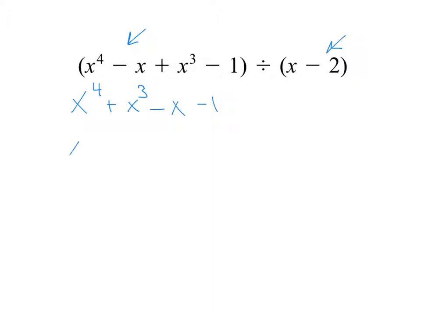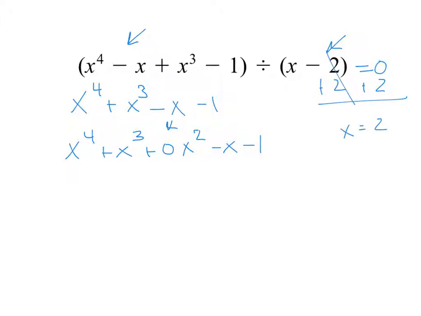The other thing I notice here is that I'm missing x squared. So it'll be x to the fourth, x cubed, plus 0x squared minus x minus 1. Alright, so now that I fixed all that stuff, I put my powers in order, I put in that missing power, which was 0, I can go ahead and synthetically divide. So I'm going to set this equal to 0 and solve for x, and that's going to go inside my flower pot. I'm now going to pull my coefficients, so I have a coefficient of 1, another 1, a 0, a negative 1, another negative 1.